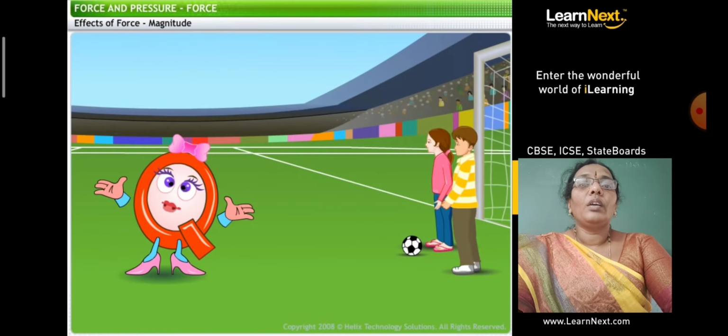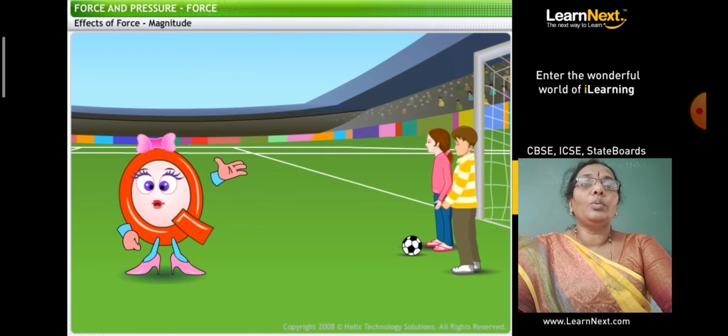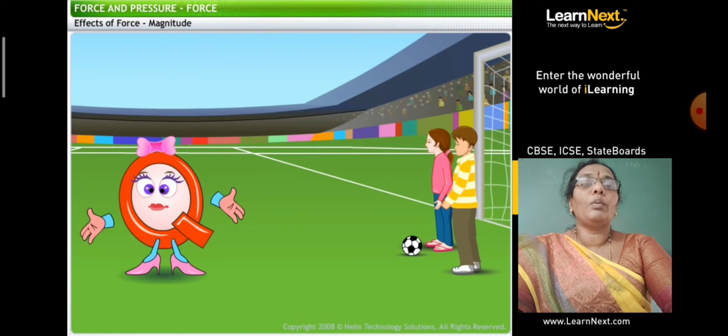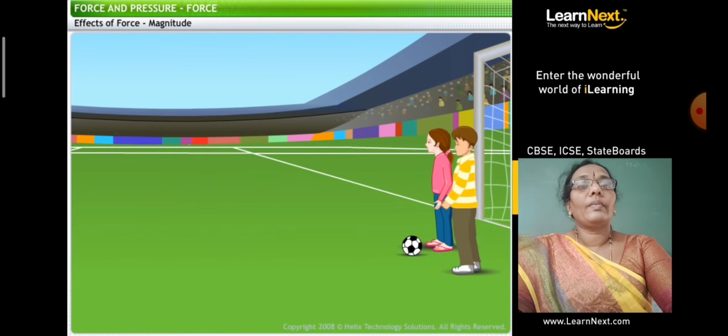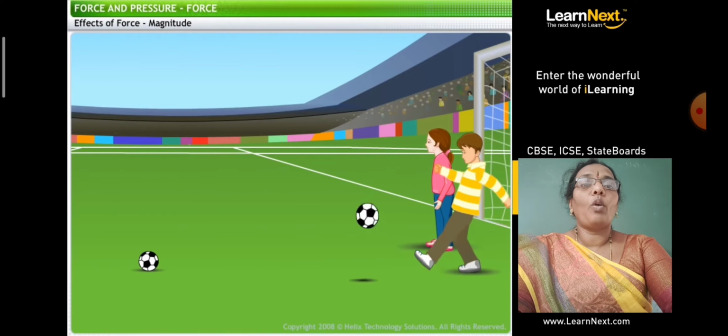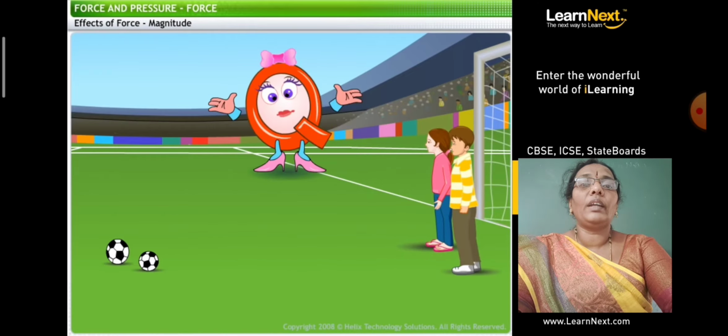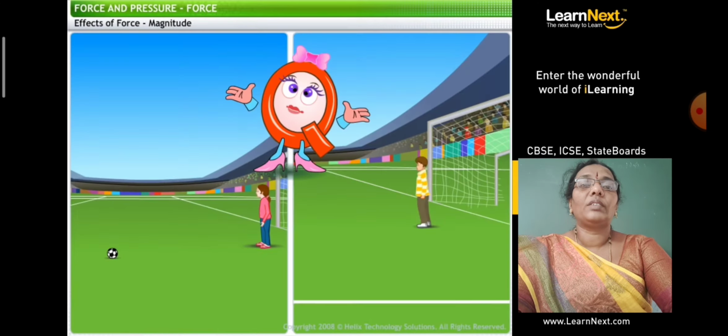Now come to the ground in which the girl and the boy, two persons, are going to play. The girl kicks the ball first. Later the boy also kicks the ball. Now observe what happens. First the girl kicks the ball. Next, the boy also kicks, and the boy kicked the ball and it moved further.